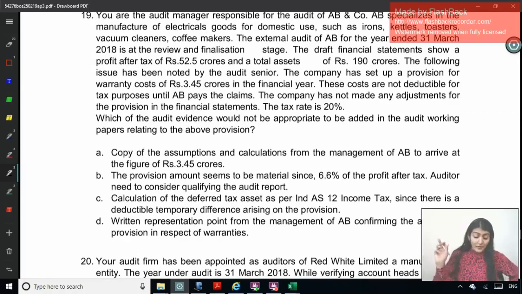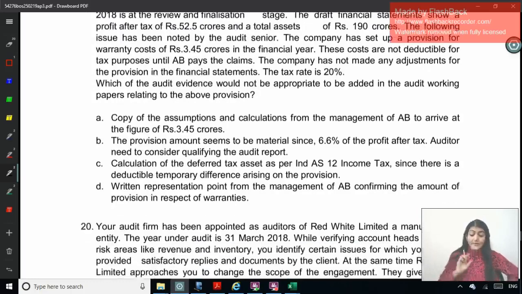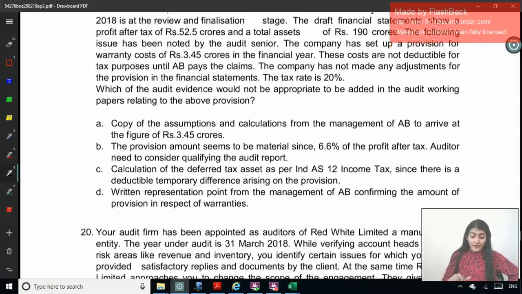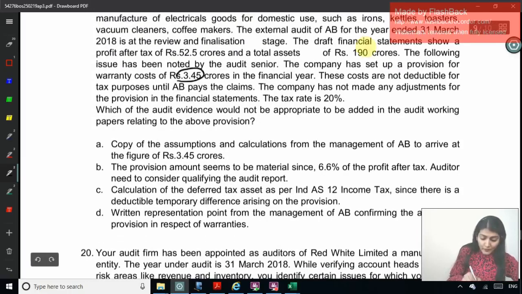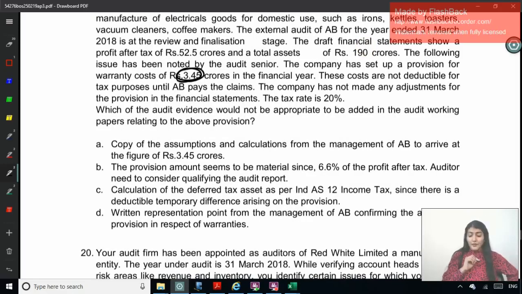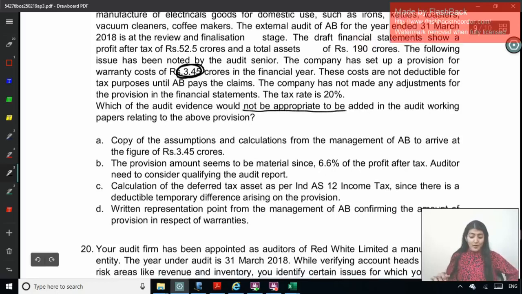Okay. A copy of the assumptions and the calculations from the management to arrive at the figure of 3.45 crore. Would you include this in your working paper? Okay, how that amount of 3.45 crore has come? Will you include it in the working paper? Yes. Which would not be appropriate to be added in the working paper?